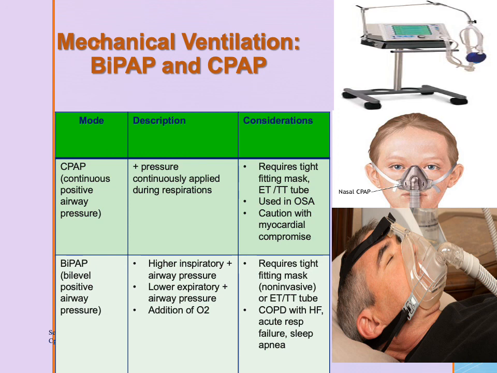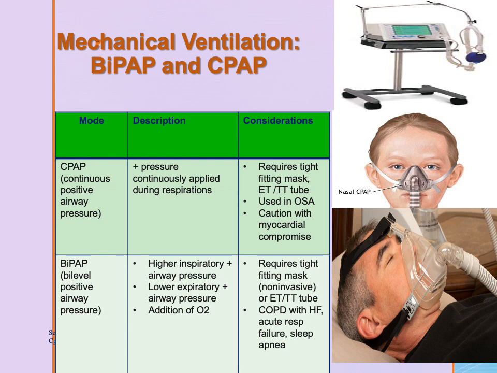Another form of positive pressure ventilation is bilevel positive airway pressure, or BiPAP. There are two different levels of positive pressure in this case, usually a higher inspiratory pressure and a lower expiratory pressure with the addition of oxygen. This type of positive pressure ventilation may be more comfortable for the patient because the level of pressure during exhalation can be adjusted to lower levels so that the patient doesn't have to work as hard to exhale over the expiratory pressure.